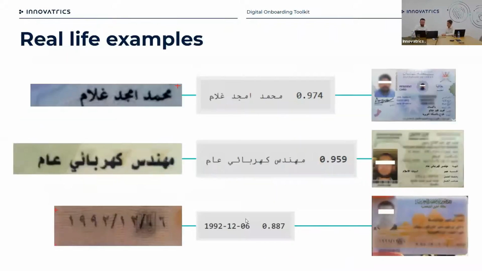Maybe one more slide. Here are real life examples of what we are able to recognize. So you can see three different cards. First one is from Oman, second one is from Saudi Arabia, and the third one is from Egypt, and some samples. So these are low quality texts, but the OCR engine is able to recognize them. Okay, so it's just to give you an idea of how accurate it is and what level of degradation it can sustain.